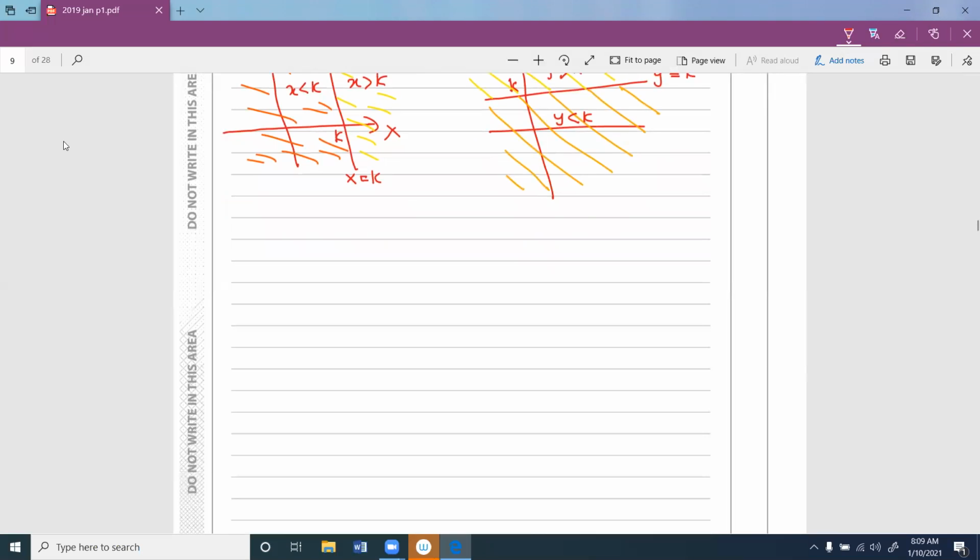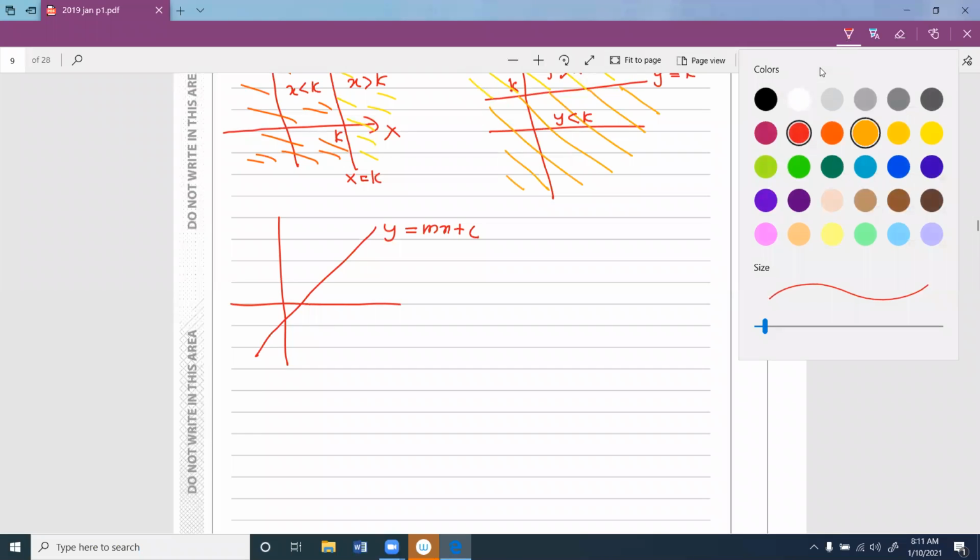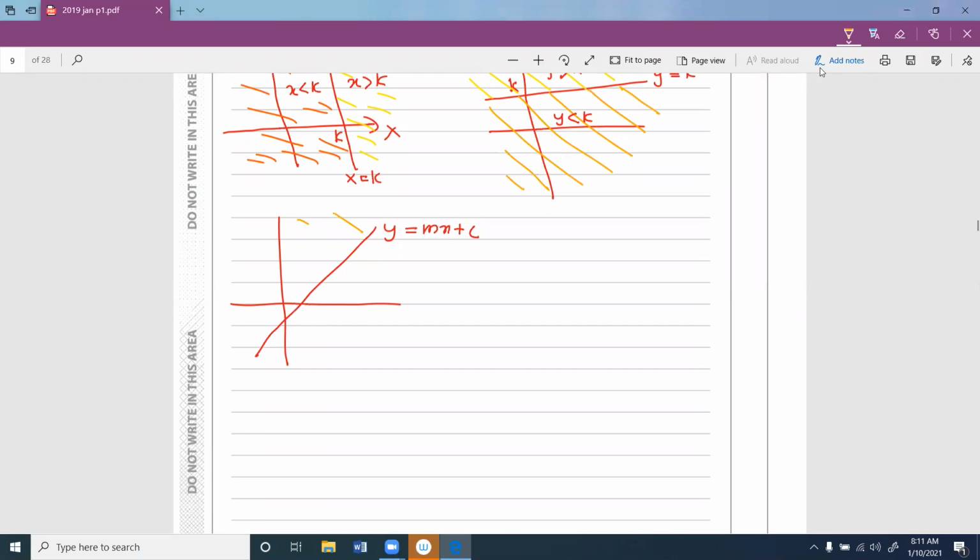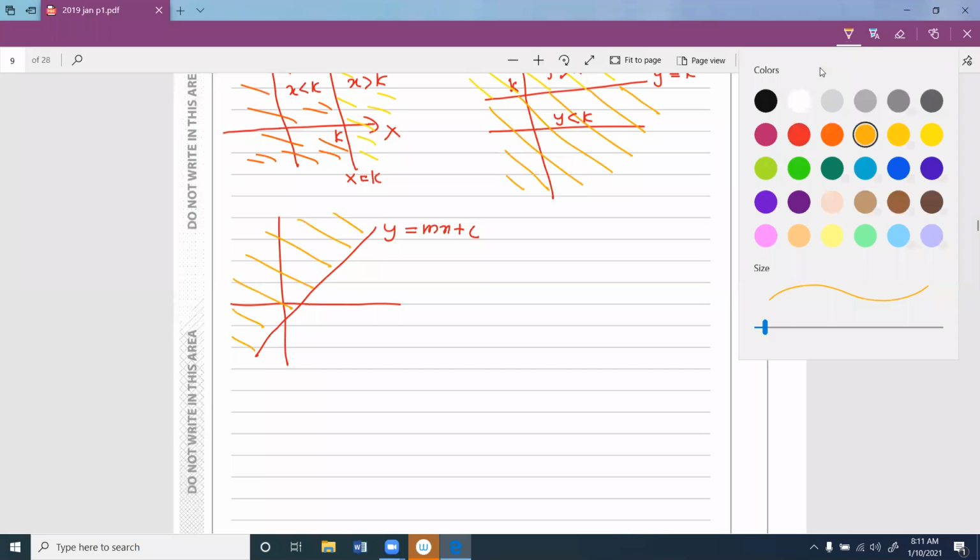Okay. The next fact is just like this. If it is a straight line like this, y equals mx plus c. On this line, y equals mx plus c. Then that line also divides the plane into two areas: the area above the line, and the other, the area below it.